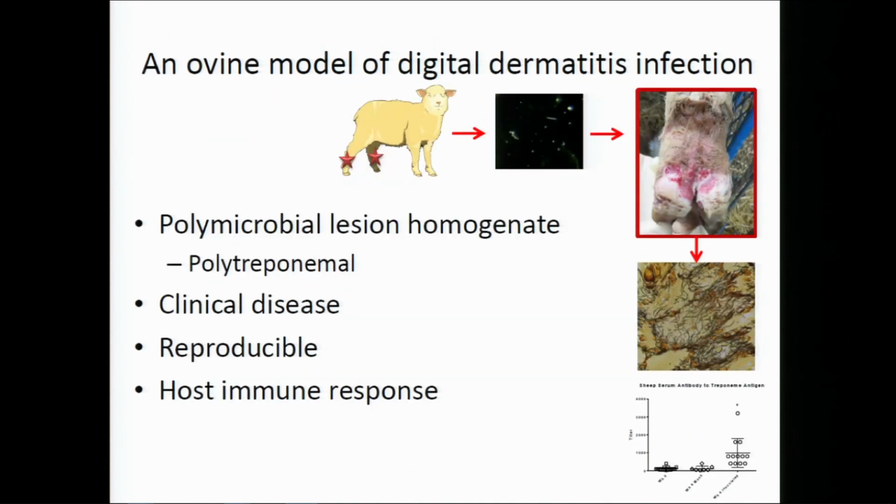So that's the summary of the model. We're using our homogenate to induce these lesions. There's pathology, there's a host immune response, and the spirochetes are certainly present very deeply in the tissue.